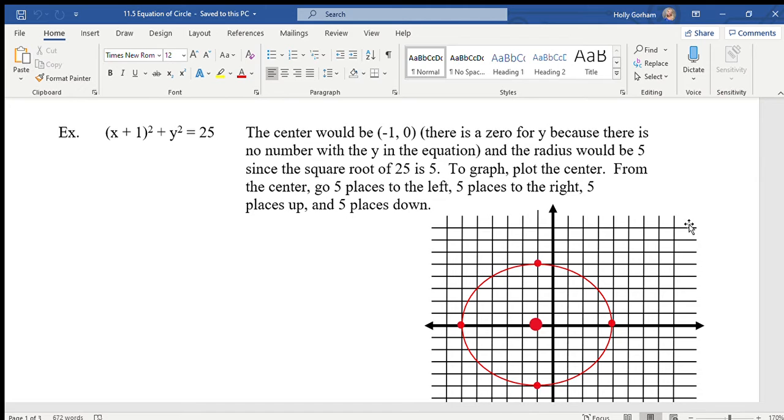So again, to graph, you plot the point (−1, 0) as your center. And then from there, you go up 5, down 5, left 5, right 5, and then connect and draw your best circle.